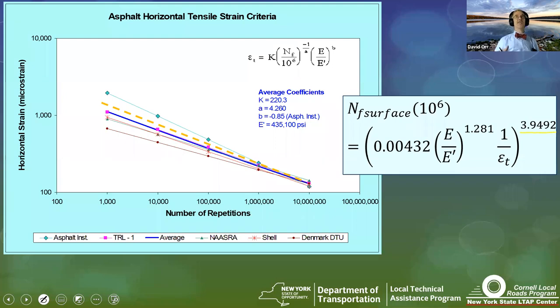Now, there's three problems I have with that number, though we are going to use it. We're going to use it because it's empirical. The concept is empirical. In other words, we use just a whole bunch of data and come up with a criterion. It's not pure science. That's what engineers like to do.